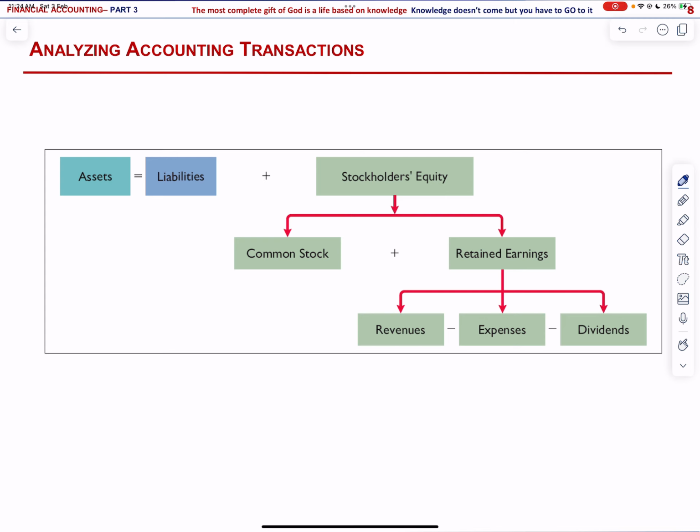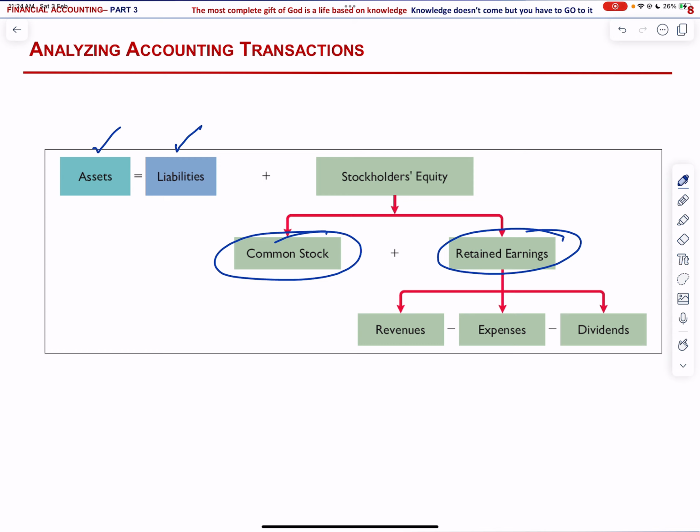You know what is an asset. Anything that is owned by the company is an asset. Anything that is owed to the company is a liability. Then we have stockholder equity that has two components, common stock and retained earning.